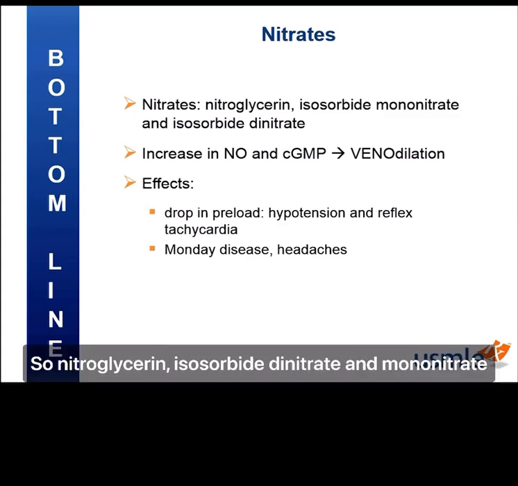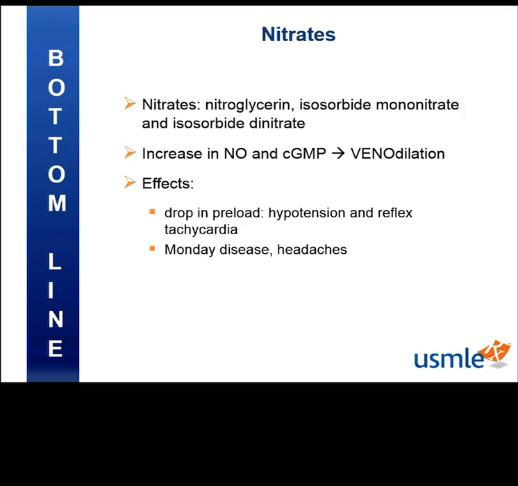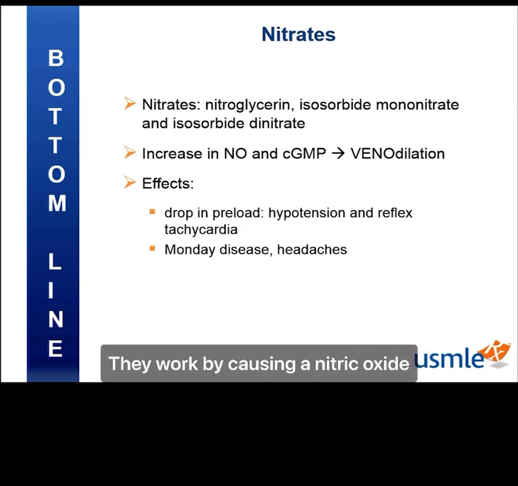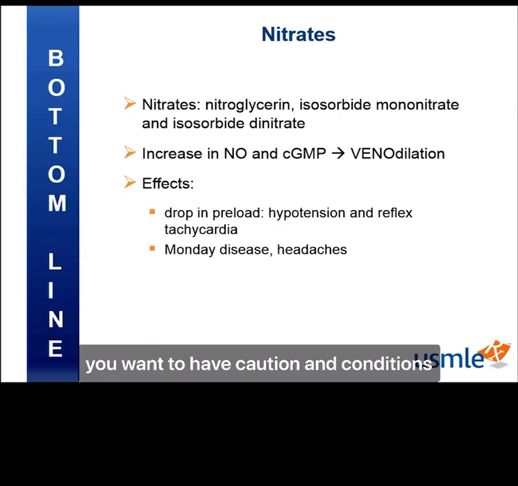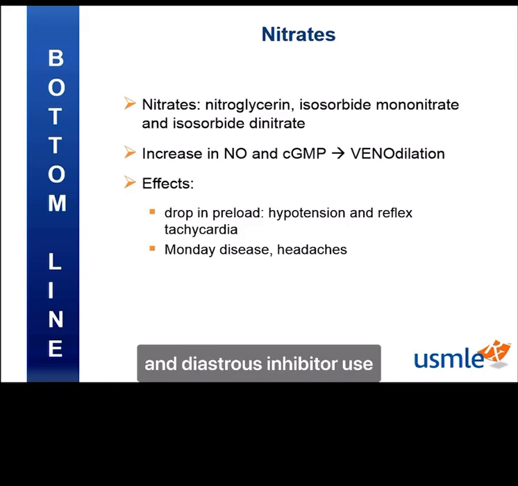Alrighty, let's wrap up. So nitroglycerin, isosorbide dinitrate, and mononitrate are the 3 commonly used nitrates. They work by causing a nitric oxide and cyclic GMP-related venodilation. Due to their venodilation, you want to have caution in conditions where low preload would be dangerous, such as HOCM, right ventricular MI, and phosphodiesterase inhibitor use. And common adverse effects include Monday disease, hypotension, reflex tachycardia, and headaches.